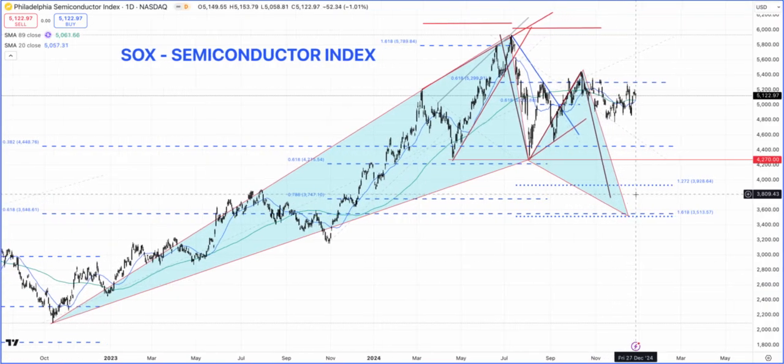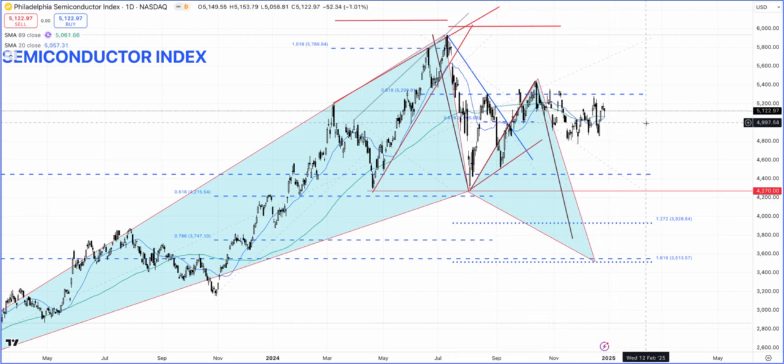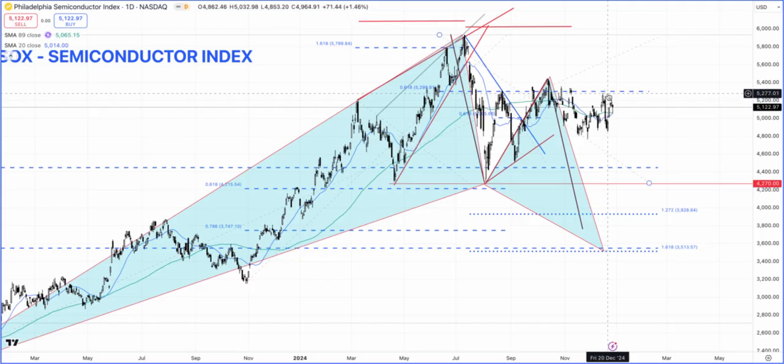There is a chance, because this consolidation has been going on for quite some time, that we might be forming a higher basing pattern, and we could move higher as well. So we'll just keep on watching here, but so far the 61.8% retracement is capping it.